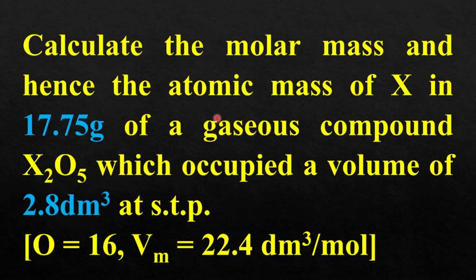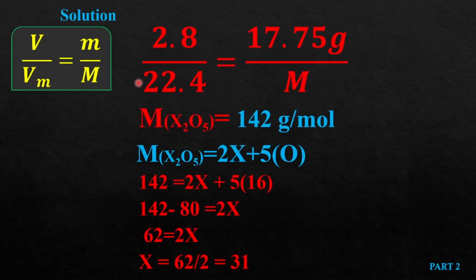Now let's look at the second one. In this second example, we are to calculate the molar mass and hence the atomic mass of X. Take note of this. The mass is given here, so you can put the mass down: m is equal to 17.75 grams of a gaseous compound, X2O5, which occupied a volume of, take note of this one too, V equal to 2.8 dm cube at STP. We have been given Vm. So what do we need from this? Since we know mass, volume and Vm, we can determine the molar mass from this.